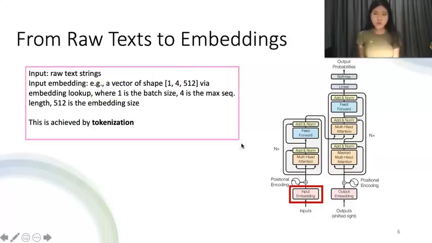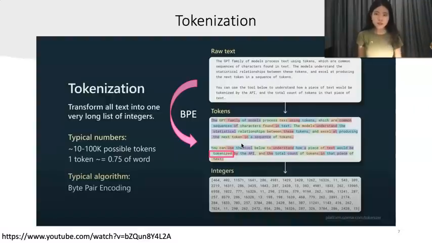So how do you convert your raw text to embeddings? For example, we want to have a vector of shape 1, 4, 512 via embedding lookup, where 1 is the batch size, 4 is the max sequence length, and 512 is your embedding size. How do you achieve that? This is achieved by tokenization. Tokenization transforms all text into one very long list of integers.